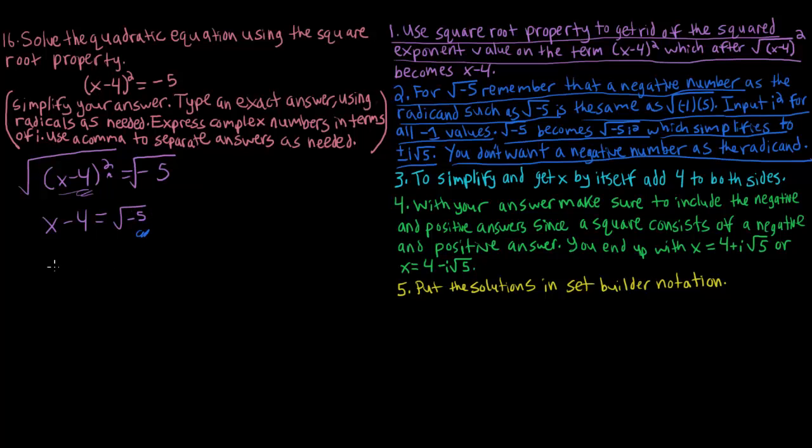So to get rid of that, just as we mentioned, the square root of negative 5 is the same as the square root of negative 1 times the square root of 5. And then we want to input i squared for all our negative 1 values. So this negative 1 becomes i squared times the square root of 5. And then the square root of i squared simplified just becomes i square root of 5.